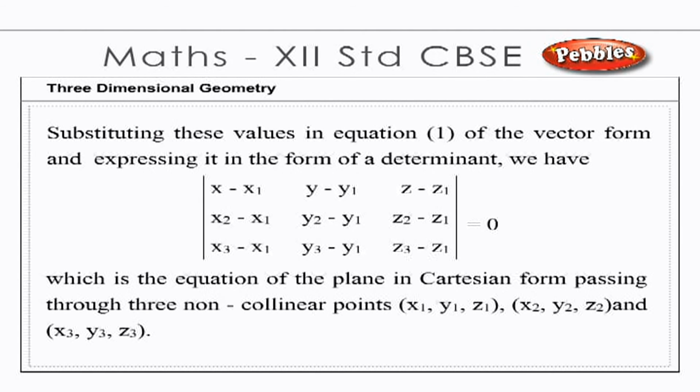Substituting these values in equation 1 of the vector form and expressing it in the form of a determinant, we have |x - x1, y - y1, z - z1; x2 - x1, y2 - y1, z2 - z1; x3 - x1, y3 - y1, z3 - z1| = 0, which is the equation of the plane in Cartesian form passing through three non-collinear points (x1, y1, z1), (x2, y2, z2) and (x3, y3, z3).